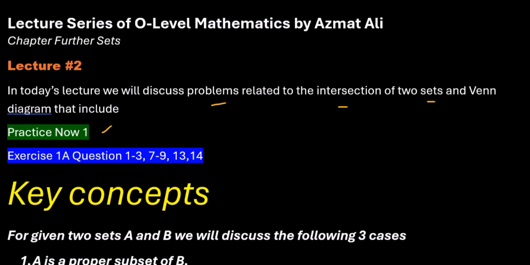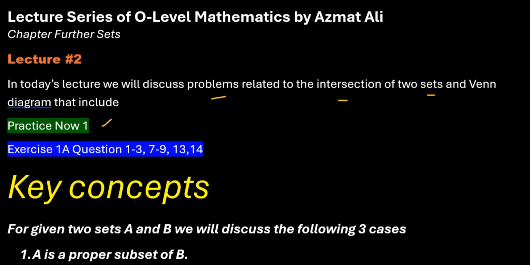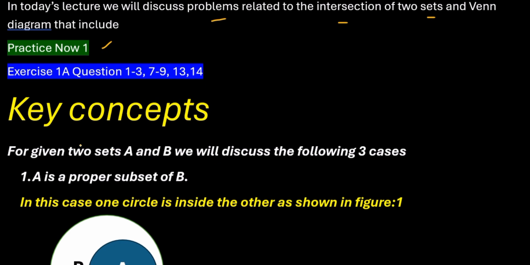To understand today's lecture, we will focus on the following key concepts. You will observe that these key concepts will be used frequently in each question. For given two sets A and B, we will discuss the following three cases. The first case is when A is a proper subset of B.